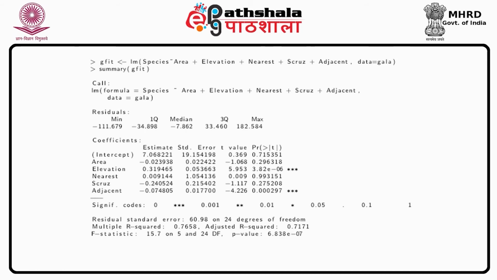Finally, the last line of the output in R gives us the F statistic value for the corresponding degrees of freedom 5 and 24 and a corresponding p-value. Now, what is the purpose of this F statistic? We have already tested the individual significance of the factors that we have included in the model. In a multiple regression setup, instead of checking all the factors individually, we also want to look at the overall goodness of fit of the model.